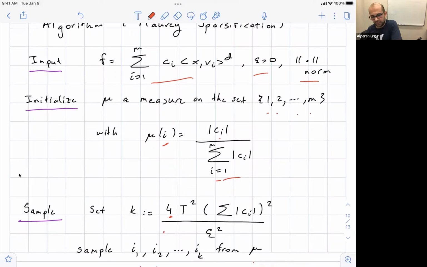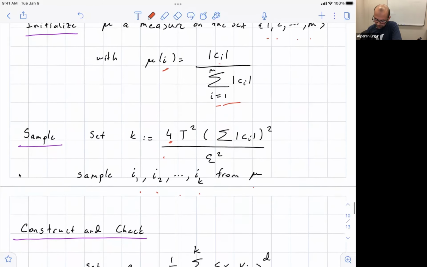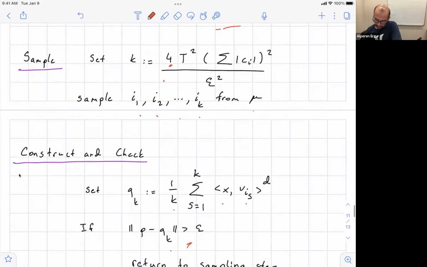So far clear: you get a decomposition, you create a discrete measure out of the coefficients you had. Then you know the sample size correctly due to a whole bunch of theory. Then you sample, you create your approximation, which is your Q_k. And as I said, it is deceivingly simple.